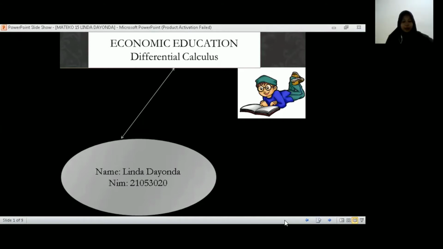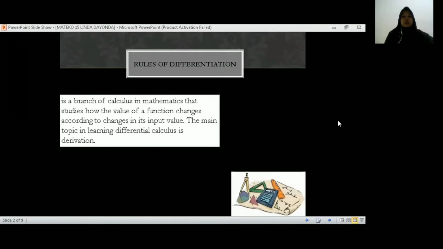Okay, I will explain the material differential calculus. Differential calculus is a branch of calculus in mathematics that studies how the value of a function changes according to changes in its input value. The main topic in learning differential calculus is the derivative.